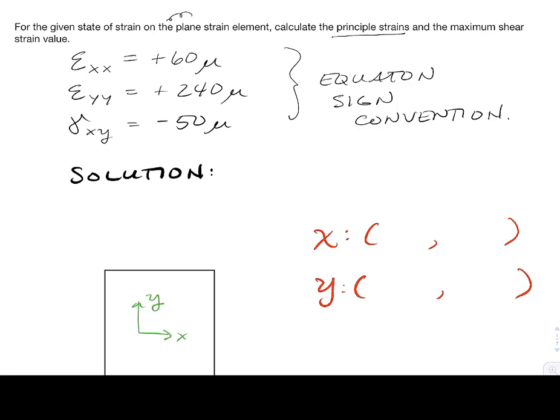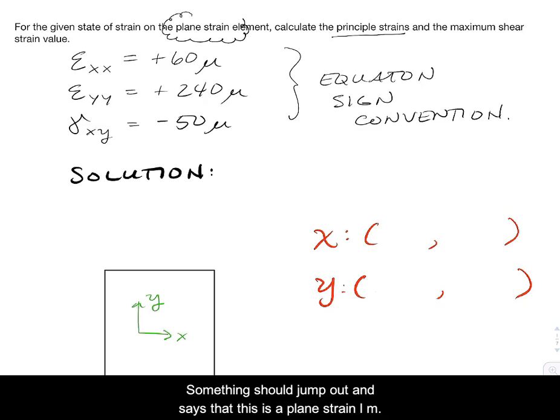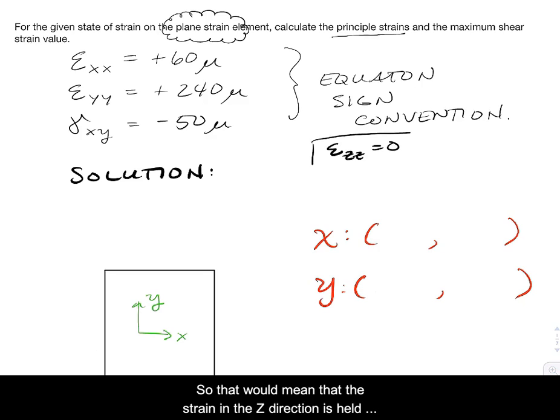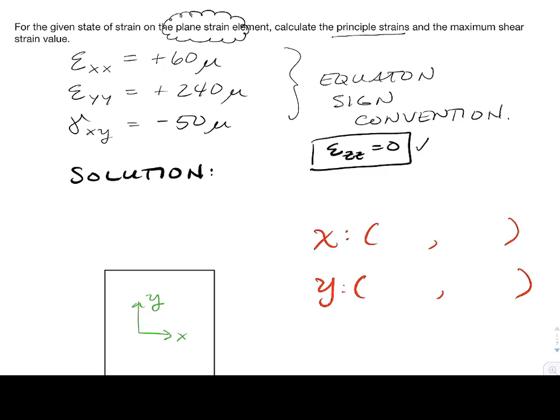As you do so, something should jump out. It says that this is a plane strain element. So that would mean that the strain in the z direction is held at 0. It's most likely held by stress in the z direction, but it really doesn't matter how. It's just that the strain in the z direction is equal to 0. So that'll come in when we calculate principal strains and the maximum shear strain value.